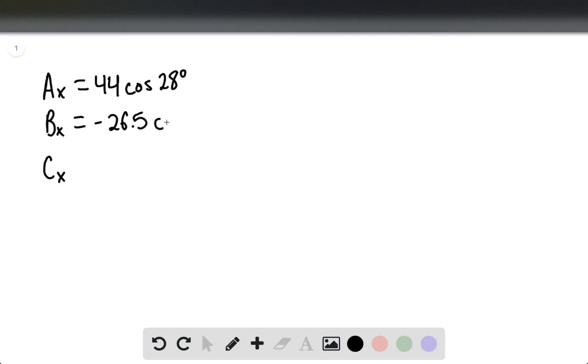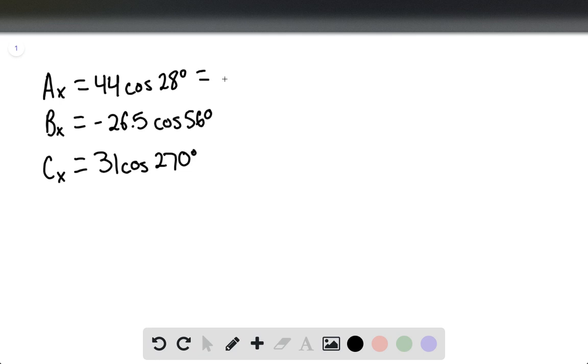So we should first try to find the x and y components of the a, b, c vectors. So a sub x, b sub x, and c sub x. So a sub x would equal 44 cosine of 28 degrees. b sub x would be negative 26.5 cosine of 56 degrees. Excuse me. We have c of x. This is equal to 31 cosine of 270 degrees.